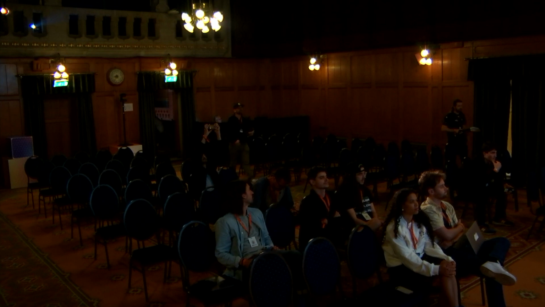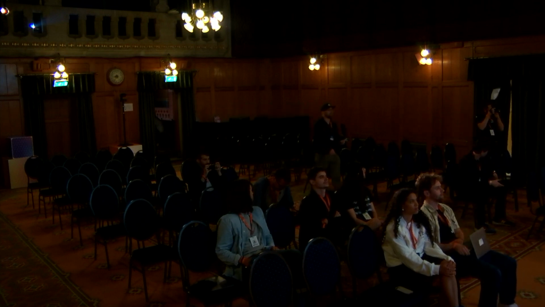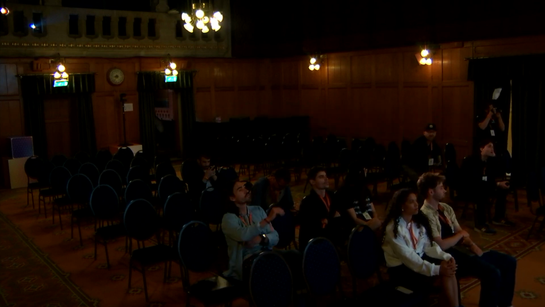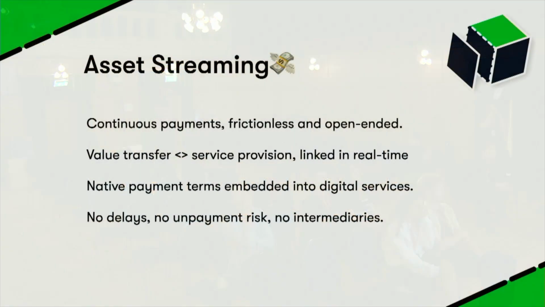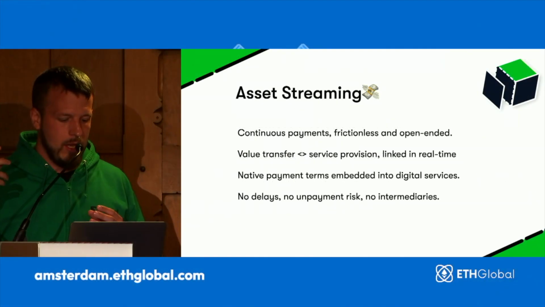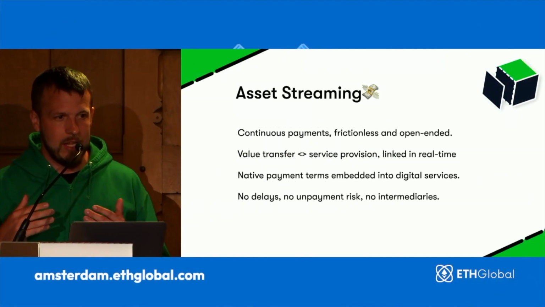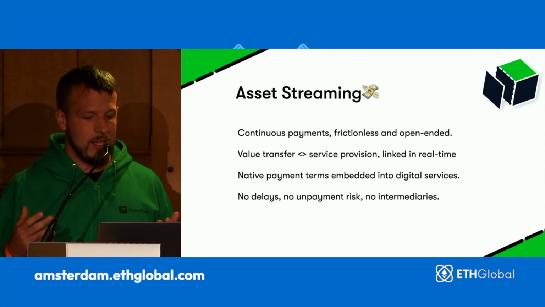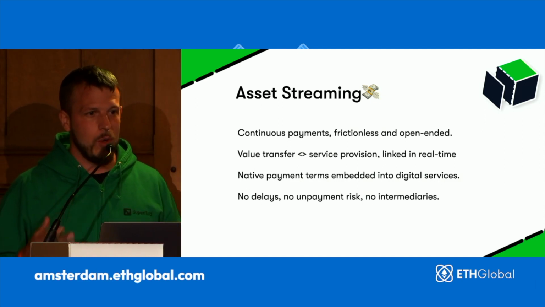So what is asset streaming? Asset streaming is a way of making continuous payments. So these are payments that happen every second. They're open-ended, which means they're perpetual. They don't stop. And they're frictionless, which means you don't have to do anything once you open a stream. They connect value transfer and service provision, which means if you're paying for a service, you pay for every second of it. You transfer value for every second of service you use. And this is very interesting because it eliminates unpayment risk, it eliminates delays, and obviously it happens with no intermediaries because it's an open protocol.